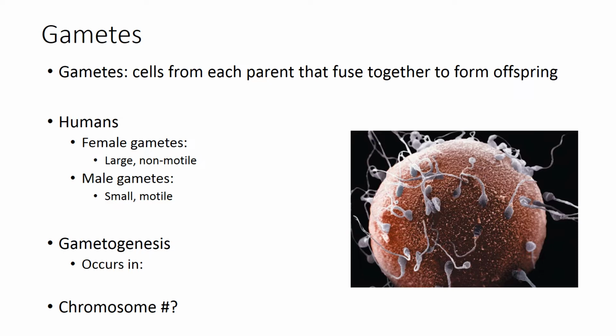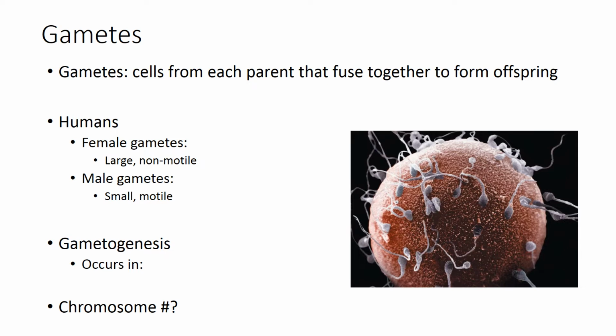They're really big. They're the largest of our cells in the human body. They're non-motile, so they don't move on their own. That said, they do travel down the oviduct, but they don't have a flagella or anything like that to help them swim. The male gametes are sperm.